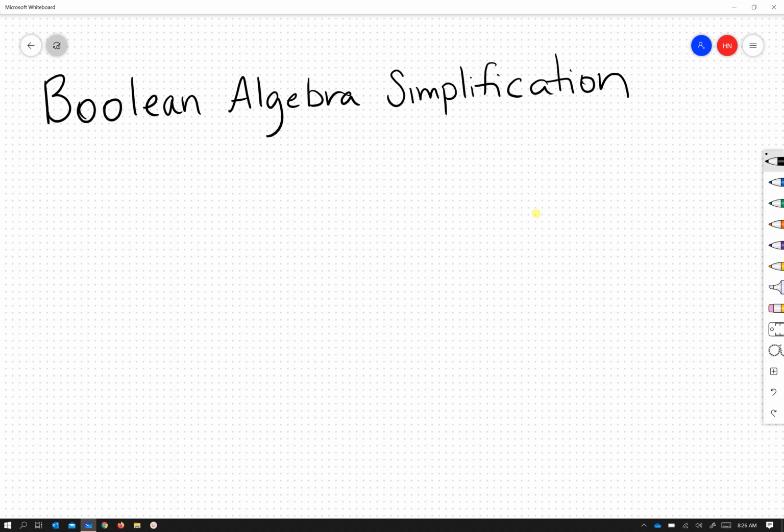Today's lesson, we're going to be learning how to simplify equations using Boolean algebra, specifically for electronic circuits. Now, Boolean algebra was developed in the 1800s by a man named George Boole. He came up with several rules that we are going to use to simplify equations. Let's begin by listing those rules. Now, I'm going to number them so that we can refer to them as I work through some examples.